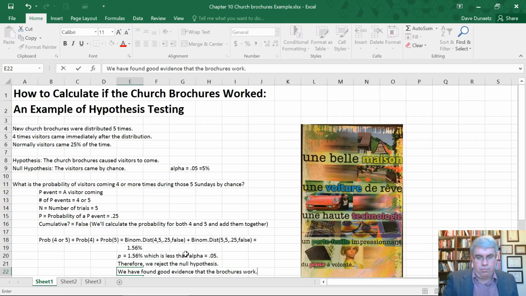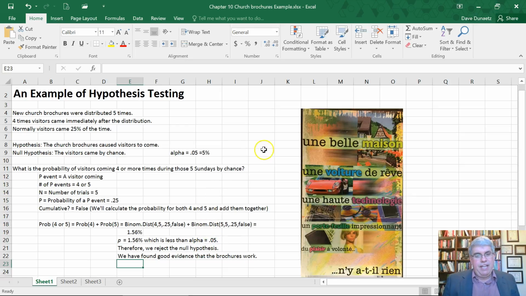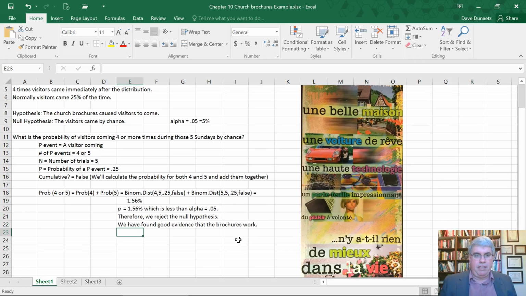Now, we haven't proved that the brochures worked because whenever we have an alpha of 0.05, that means that there's a 5% chance that we're going to get a false positive. That 5% of the time we would get these things to happen by chance, but we have found some good evidence that they did work, because getting these types of results just by chance probably wouldn't happen. It's only a 1.5% chance that would happen. So this is an example of hypothesis testing where we formulated hypotheses and then the null hypothesis, and then we calculated the probability of the outcomes that were more extreme than what we were interested in, and found that probability was less than our cutoff point of 5%. Therefore, we rejected the null hypothesis, and we found good evidence for our hypothesis.